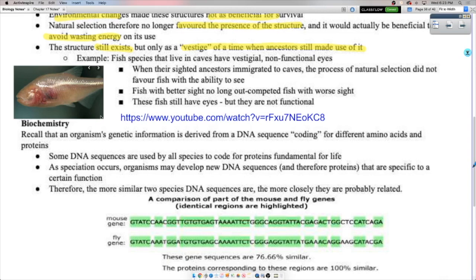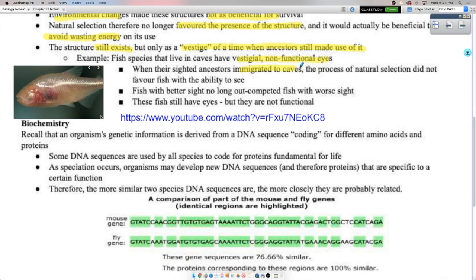An example you can see too, they're kind of creepy. A lot of fishes that have moved into caves that have then been cut off from leaving the cave for whatever reason, but continue to survive there because there's food and stuff, right? They have vestigial, non-functional eyes. So when their ancestors first immigrated to the caves, well, it's dark in a cave.